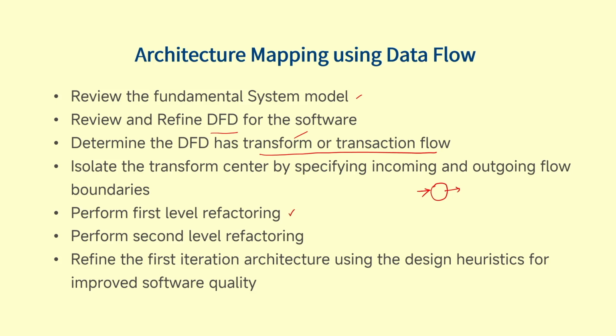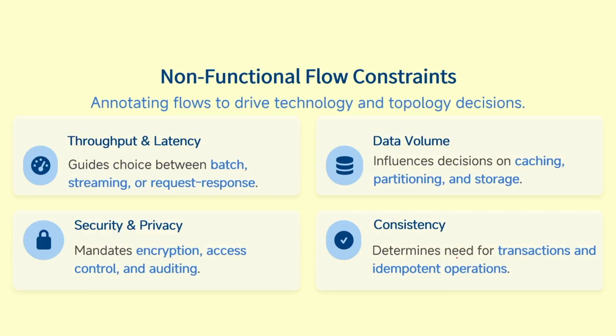So, we understood what we mean by refactoring. The second level refactoring is done, and next we will refine the first iteration architecture using the design heuristics. So, we have learned several design heuristics like abstraction, modularization, separation of concerns, everything, right. So, those kind of design heuristics will be taken into the architecture so that we can improve the architectural quality.